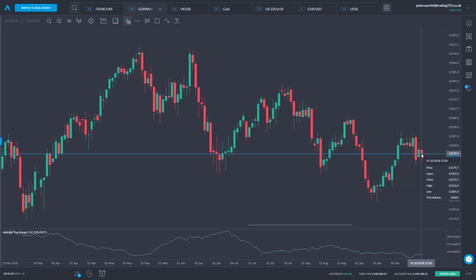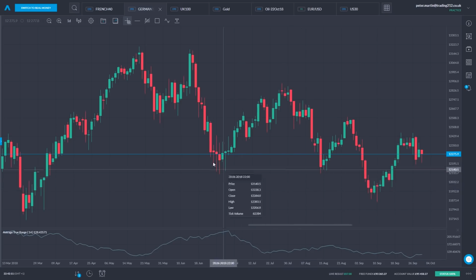Now let's say that we're going to buy the market, and let's say that we can buy in at 12,300. So 12,300 is where we enter. Our stop goes 384 points below, and that puts our stop at 11,916. So that's using the average true range.